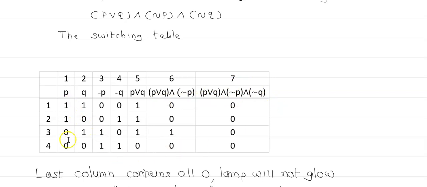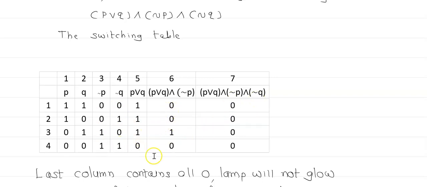Now the first is 1, 1, 0, 0, and 1, 0, 1, 0. Negation of P is 0, 0, 1, 1. Negation of Q is 0, 1, 0, 1. P or Q is 1, 1, 1, 0. Next is AND between column 5 and 3. That is 0 and 1 is 0, 0 and 1 is 0, 1 and 1 is 1, 1 and 0 is 0. And last is the AND with the negation of Q. That is column 6 and 4.